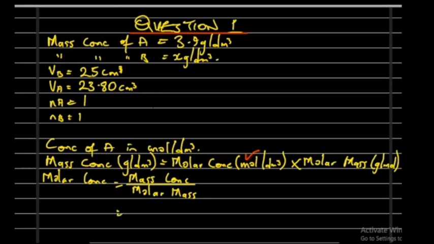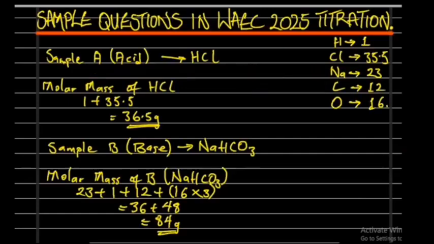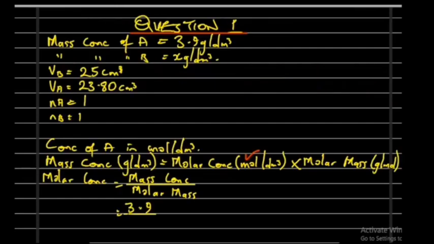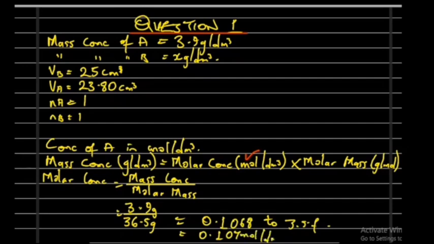Mass concentration of A, we got 3.9 from the question. It said 3.9 grams per dm cube divided by the molar mass of A. Here we calculated the molar mass of A to be 36.5 grams. So when we do that, we'll be having 0.1068, and to three significant figures, 0.107 moles per dm cube. That is what our answer will be, because we are looking for the molar concentration of the substance.